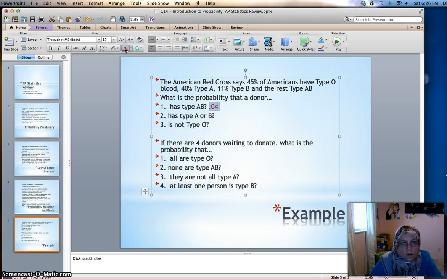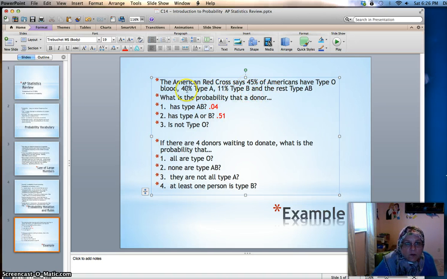Let's make that red. All right, and then what's the probability that a donor has type A or B? So basically that means either one is considered a success, and so we just need to add those two probabilities up. So 40% and 11%. Wait, what am I saying? 40% plus 11% is 51%. There we go.